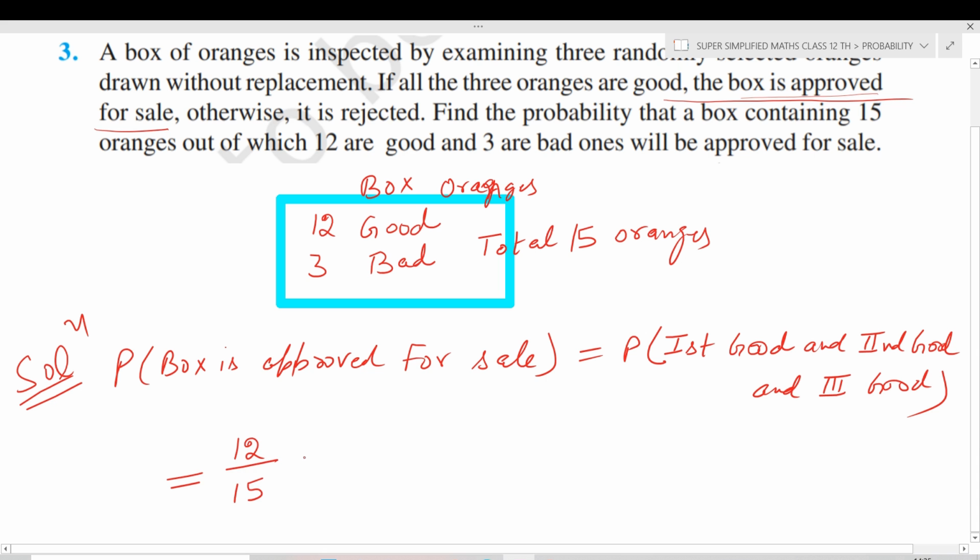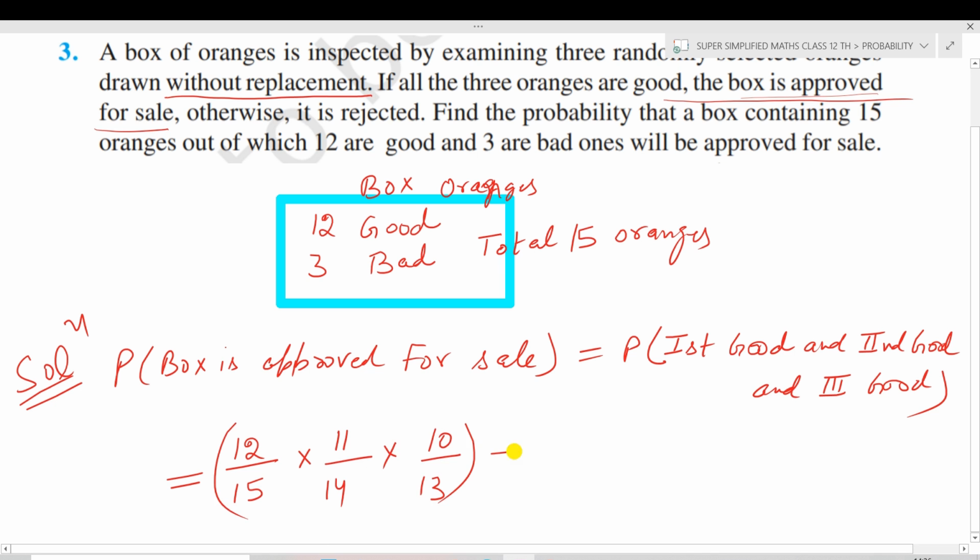Now since you have taken out one orange and you are not replacing it, as it is given in the question, without replacement, the good ones which were 12 initially now become 11, but the total which were 15 also becomes 14. Similarly, one more good one is taken out and kept outside. Now out of 12 good ones, 2 have already been taken out, only 10 good ones are left, and the total oranges which were 15 initially, 2 have been taken out, so they have also become 13. So this is the required probability of a box to be approved for sale.